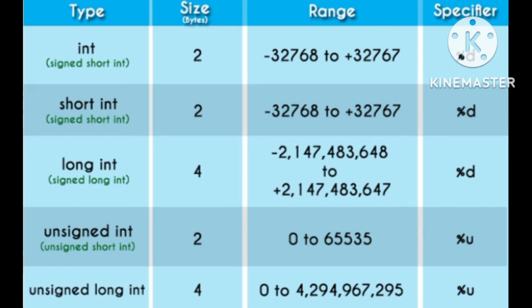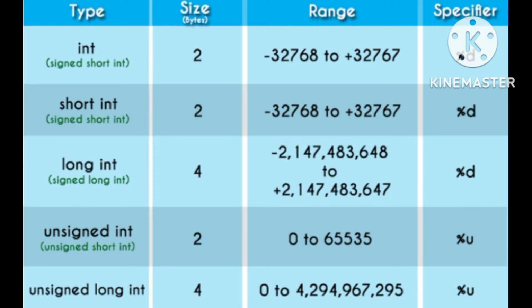And the second type is short integer, or signed short integer. Size is 2 and range is minus 32,768 to plus 32,767, and the specifier is %d. And the third type is long integer or signed long integer. Size is 4 and range is minus 2,147,483,648 to plus 2,147,483,647, and the specifier is %ld.